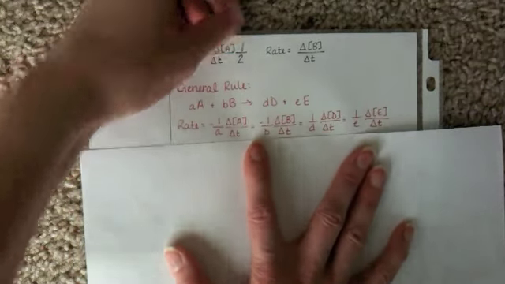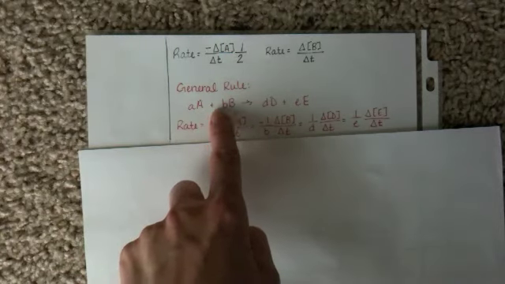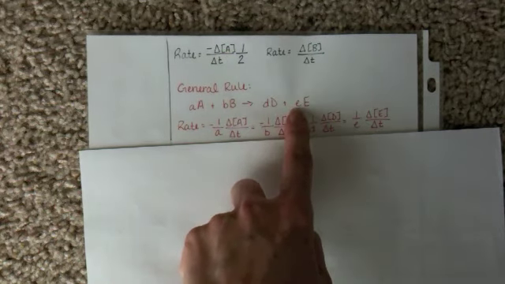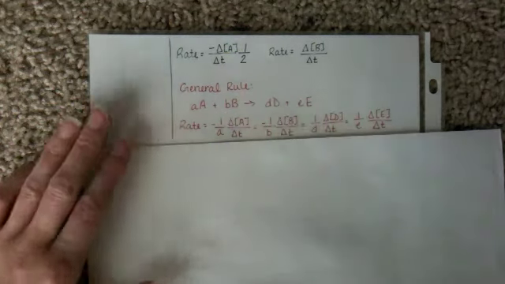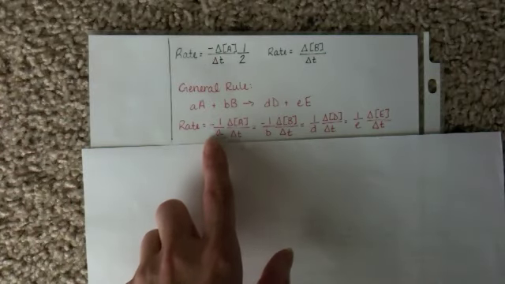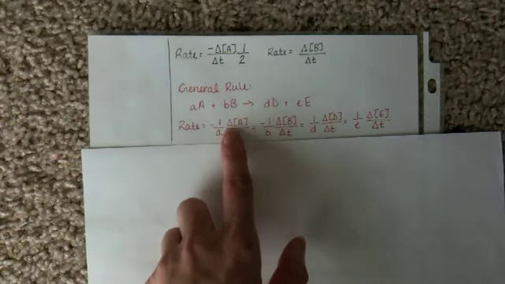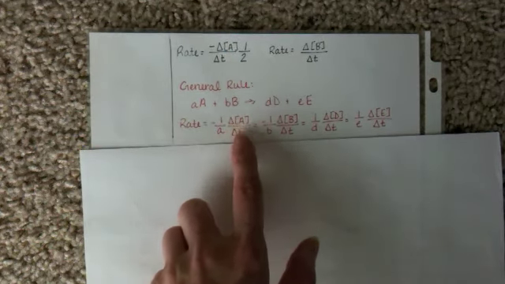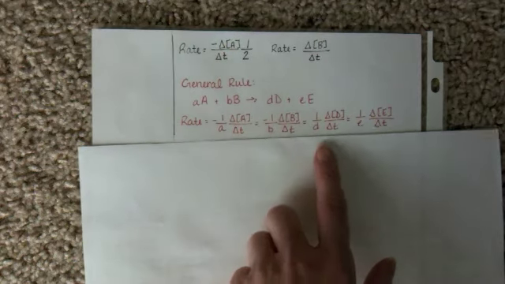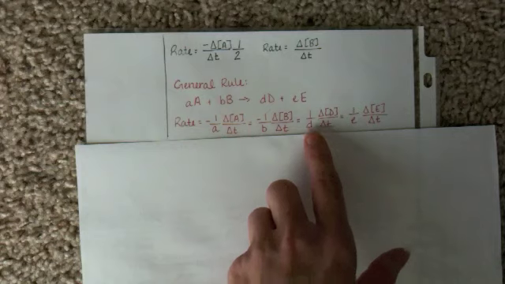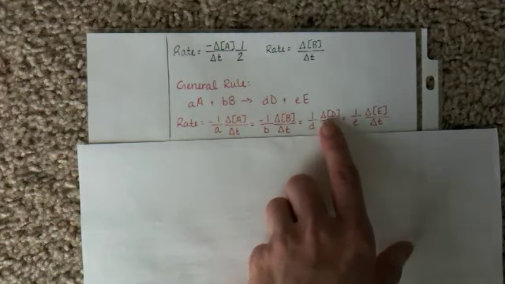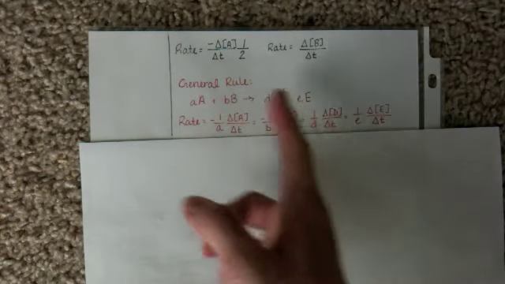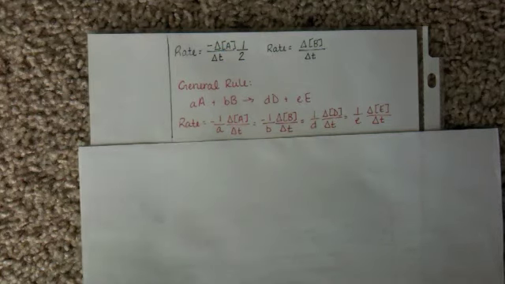In general, for a generic reaction, little a A plus little b B goes to little d D plus little e E, where the little letters are stoichiometric coefficients and the big letters are the molecules. The rate of reaction can be defined as the negative 1 over a times change in concentration of A over change in time, 1 over the stoichiometric coefficient times the change in concentration per change in time. Or for the products, the same thing, only it's a positive number, 1 over the stoichiometric coefficient times the change in concentration over the change in time. And this allows us to correct for any stoichiometry that might be present in the overall reaction.